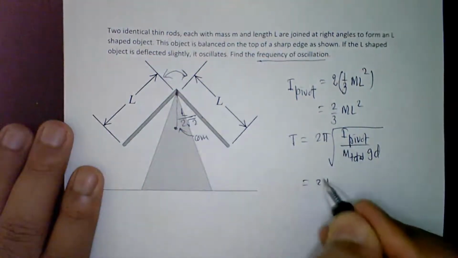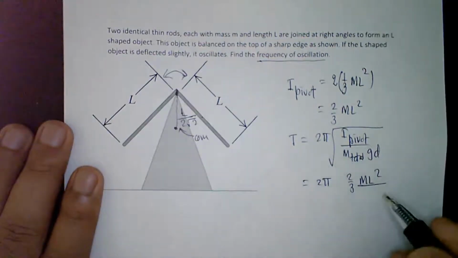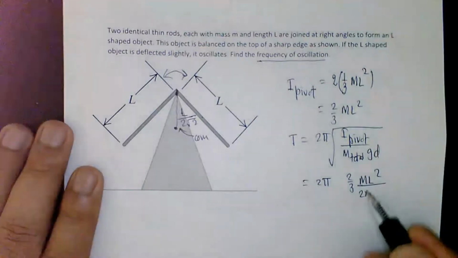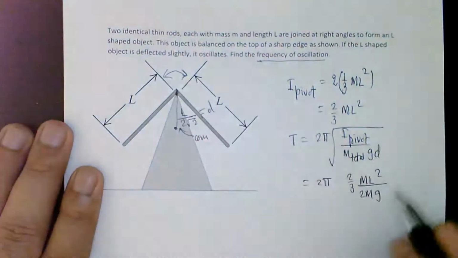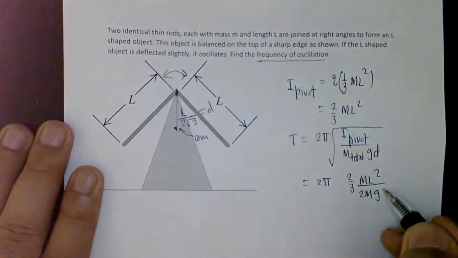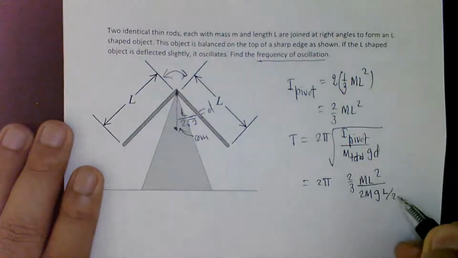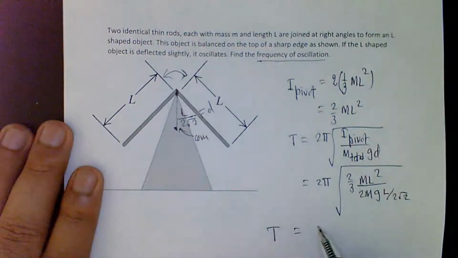It's 2 pi times the square root of 2/3 ml square divided by the total mass, which is twice m, because you have two rods, times g and D. D is the distance between the total combined center of mass and the pivot point, which is L divided by 2 square root of 2. And this is all within the square root. So this is the time period.